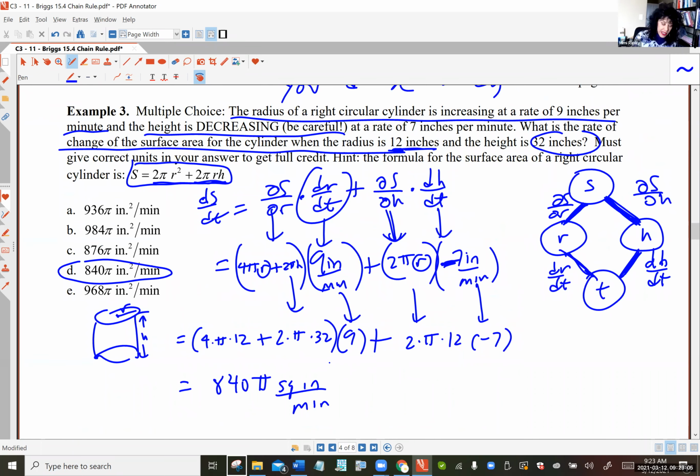Is this chain rule becoming a little more clear, or sort of? A little bit? Okay, I don't know. I hope you're getting it more.